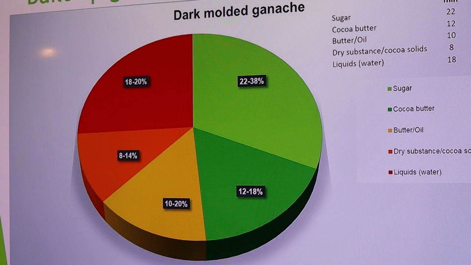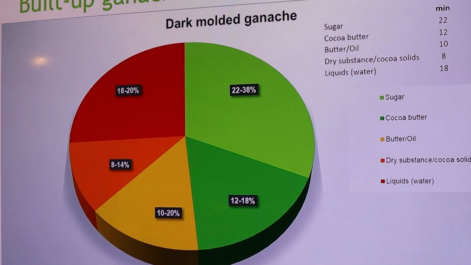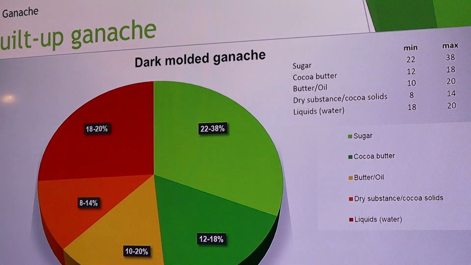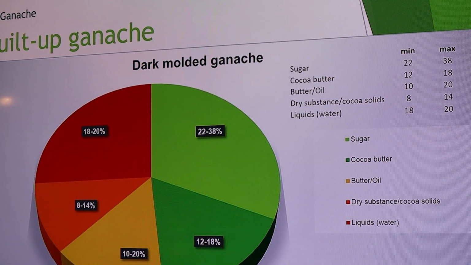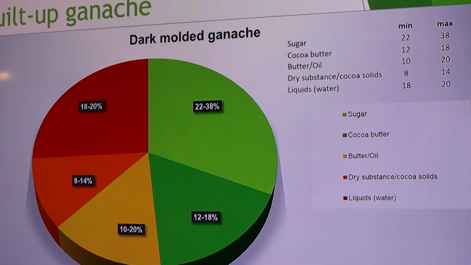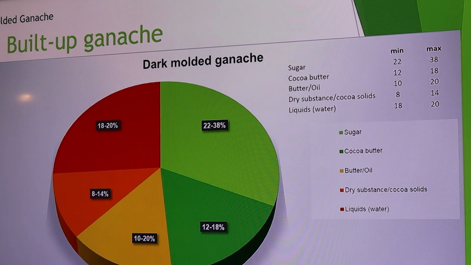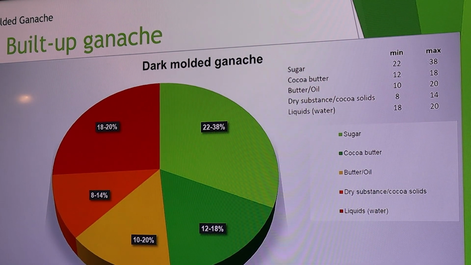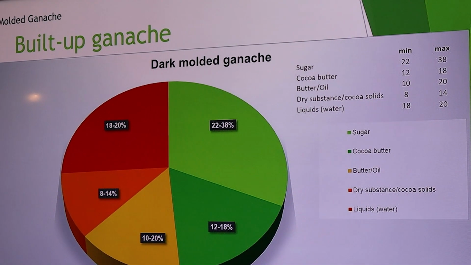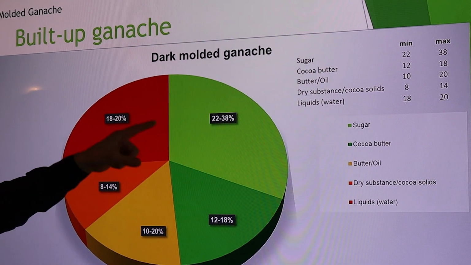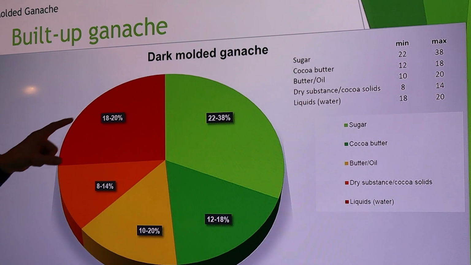So now we are coming to how to build up this recipe. I have 6 slides here where you can see how to build up the different aspects. In this case, it's a dark molded ganache, which means that it's all the ganache that I put in the pralines in a chocolate mold. So the ingredients could be anything that is in this circle.